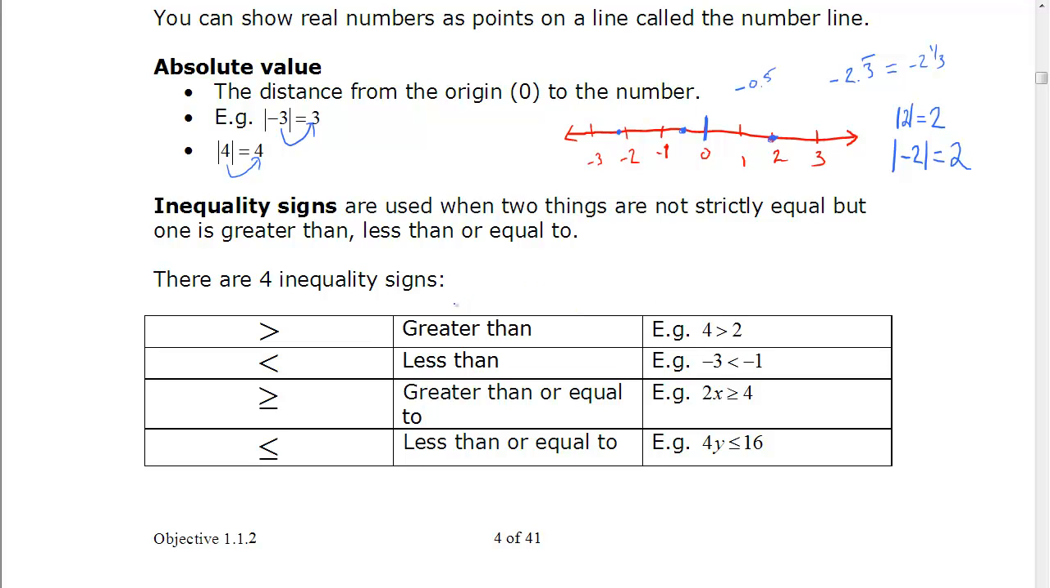A lot of students seem to forget which way the symbol goes when they need to use it, so what I usually do is think of the symbol as an arrow. So greater than would be an arrow like this, less than would be an arrow like this, this would be greater than or equal to, less than or equal to. And you notice the arrow always points to the small number. So whichever is the smallest, that's where the arrow is going. So in this case, 4 is greater than 2, so the arrow is pointing to the 2. -3 is less than, arrow pointing to the -3.